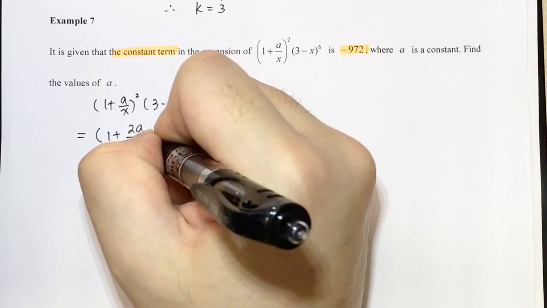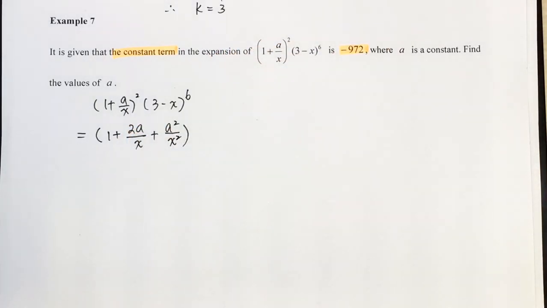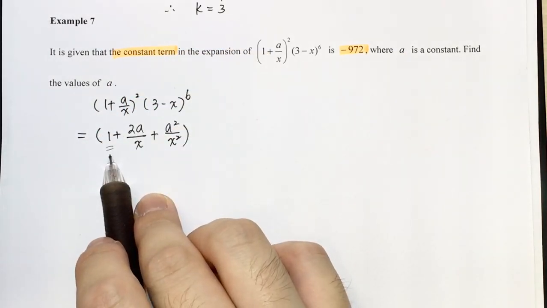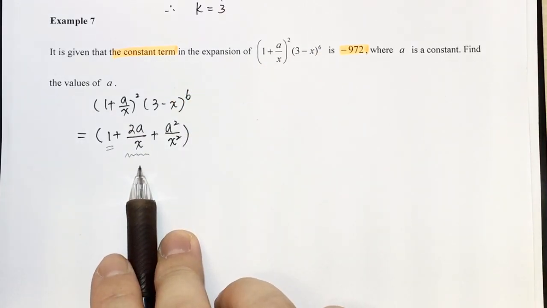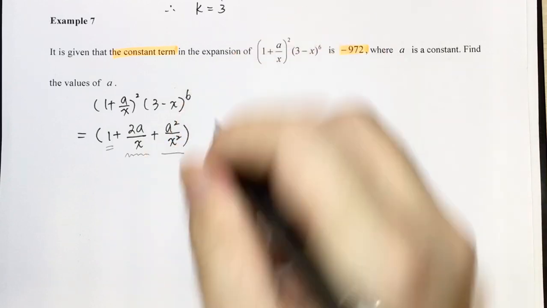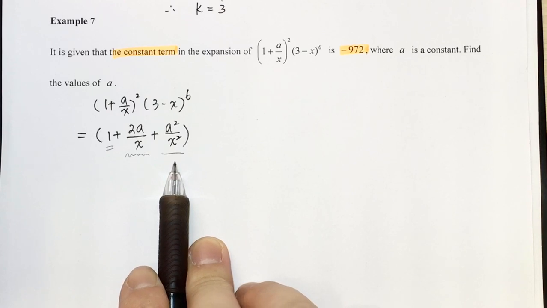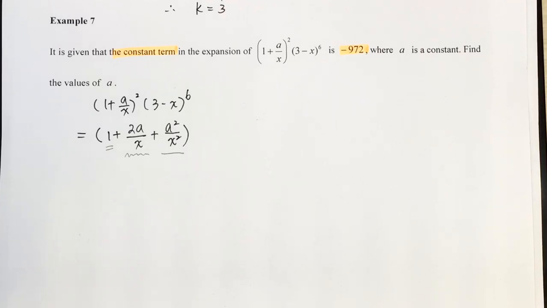We have 1 plus 2a over x plus a squared over x squared. And then just think about how to get the constant term in the coming expansion. For the first term, when we have a constant multiplied to this constant, we get the constant term. For an x term multiplied to this term, we get a constant term. And also, when we multiply an x squared term to this term, we get a constant term as well. That means in the following expansion, 3 minus x to the power of 6, you just need to include these three terms in order to get the constant term.